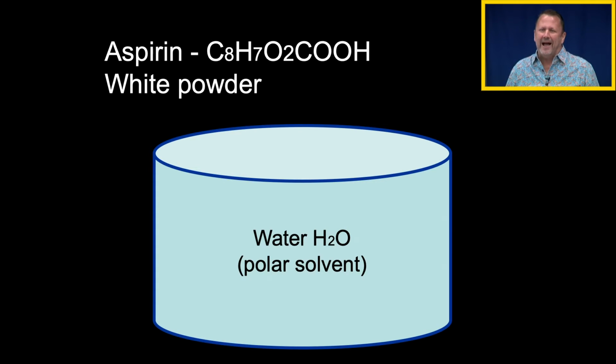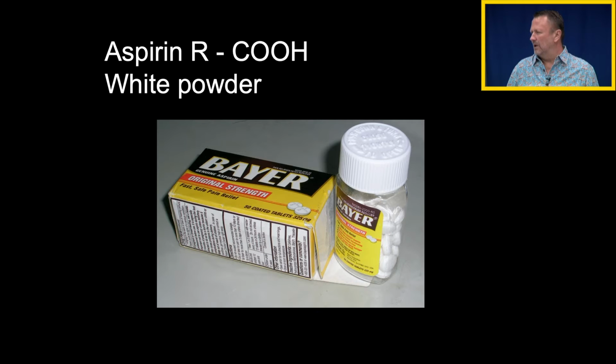Here we're going to talk about aspirin. Aspirin is a white powder, and we're going to take any white powder. R is a variable group. Here we have a carboxylic acid that's going to liberate a proton. We're going to imagine that this is where the proton is liberated from an acid, and that'll be fine.